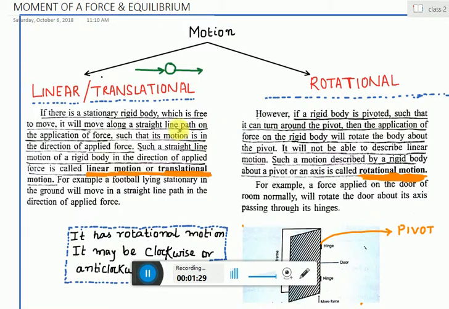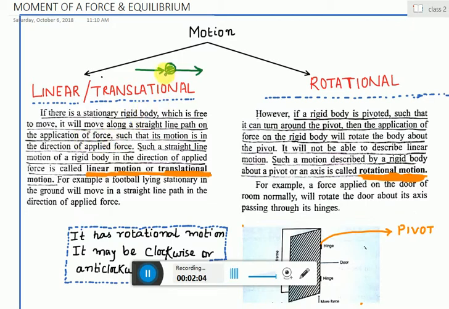As you can see over here, please note down this. If there is a stationary rigid body which is free to move, so we are considering a rigid body which is free to move, and I am applying some force to it. What do you mean by free to move? It means that there are no restrictions on its movement. So when I apply a force along a certain direction, the body will move towards that direction. It will move along a straight line path on the application of the force.